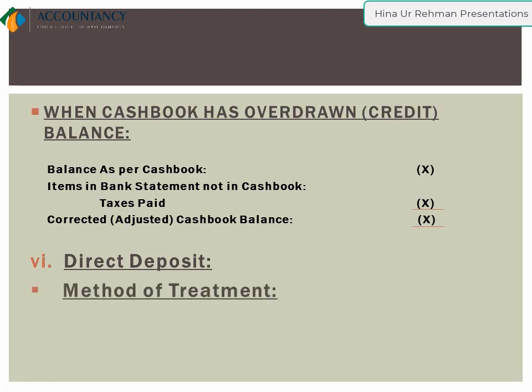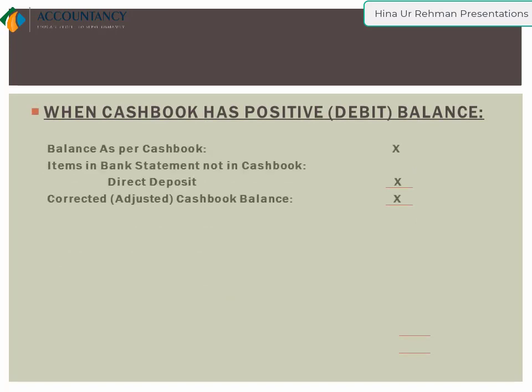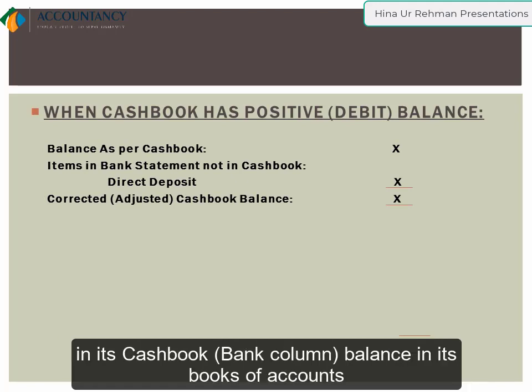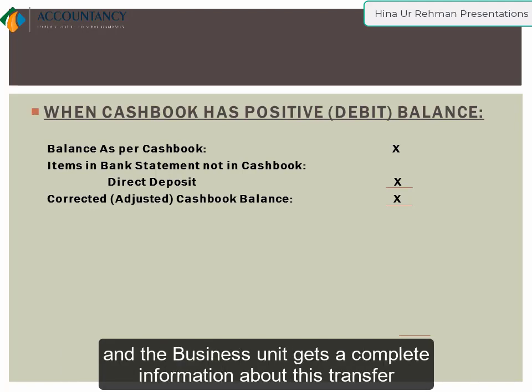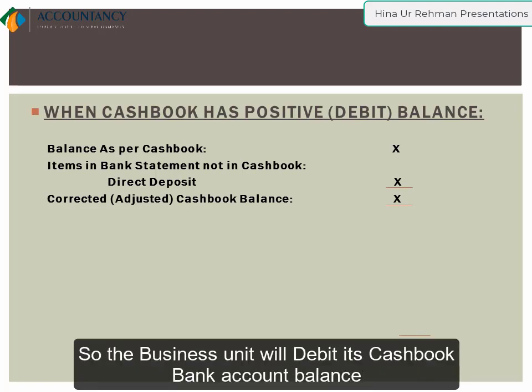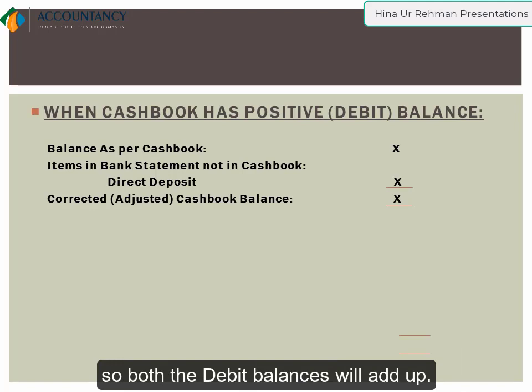Method of treatment. When cash book has positive debit balance, the business unit will add the amount of direct deposit in its cash book bank column balance in its books of account. Because this is a payment made by one of the business unit customers and the business unit gets complete information about this transfer after it receives the bank statement. So the business unit will debit its cash book bank account balance by the amount of this payment. So both the debit balances will add up.